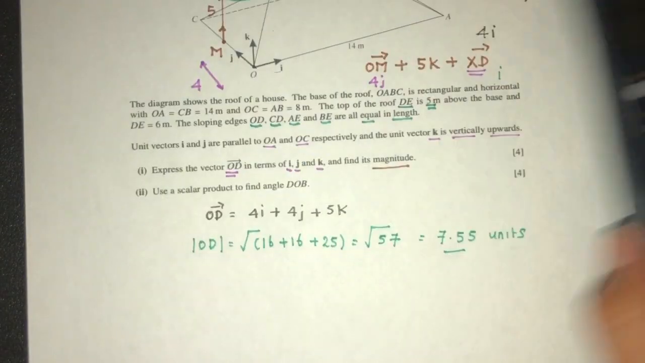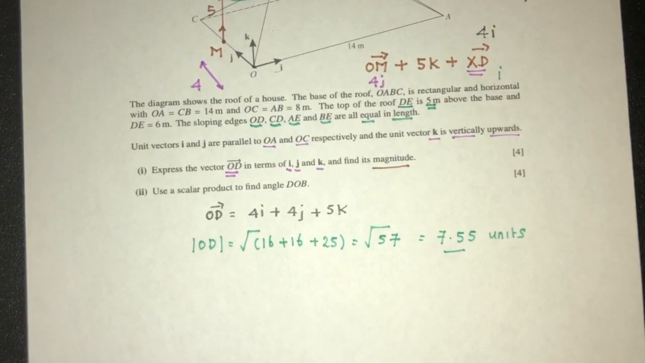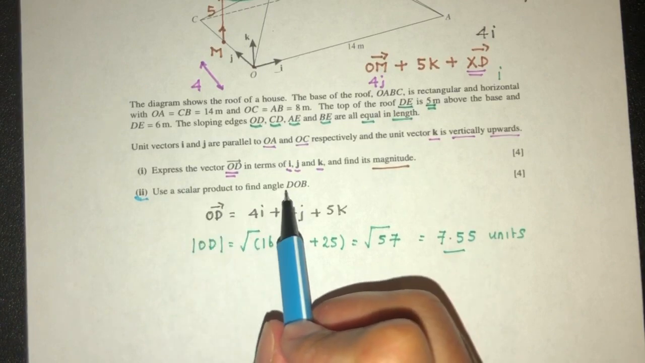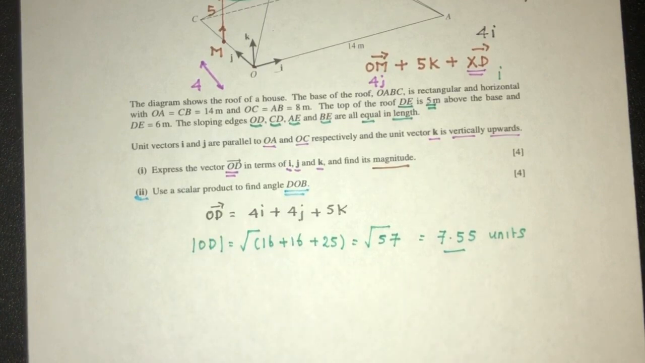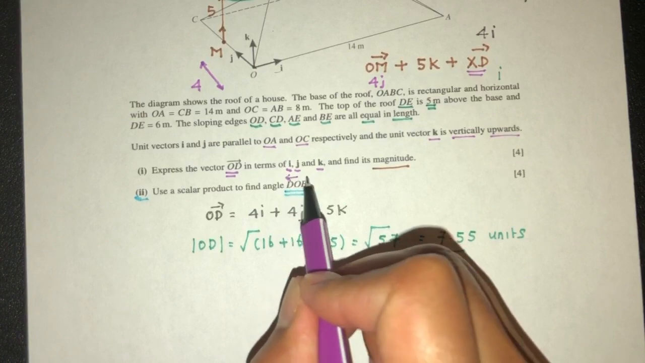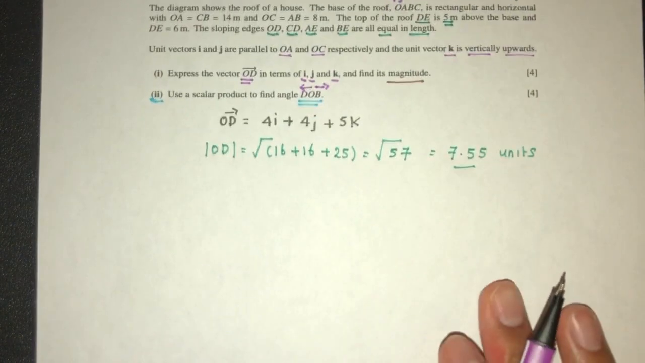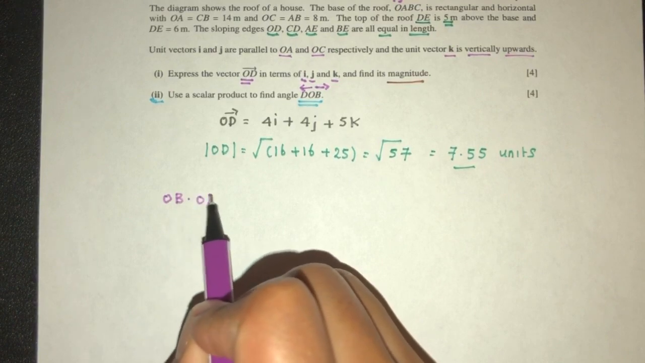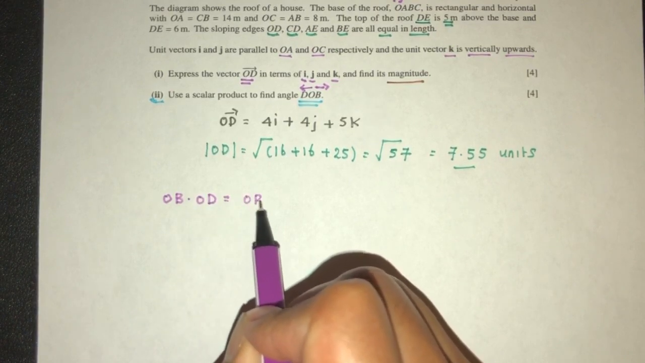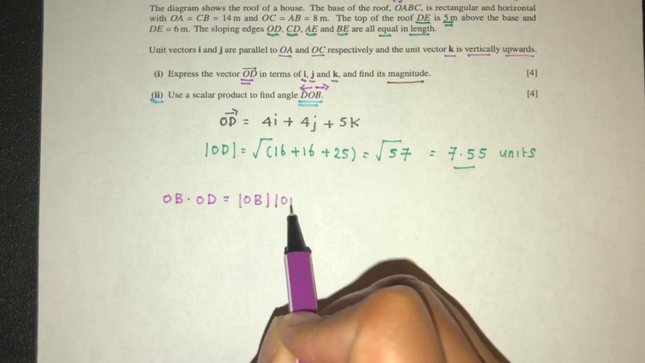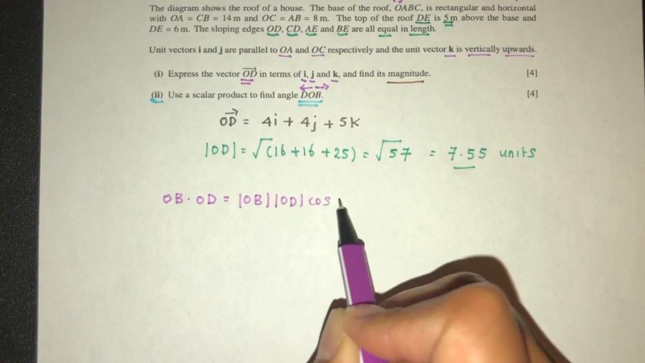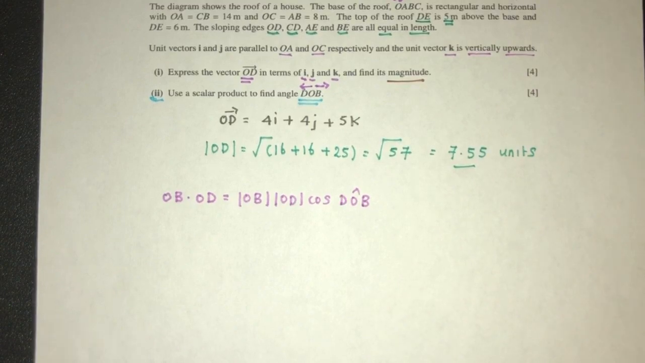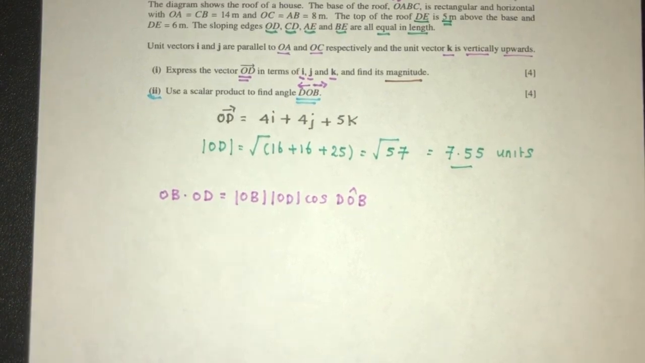Okay, now let's move on to the next question. Part 2, we have to use the scalar product to find the angle DOB. Now DOB, from O go to D, O go to B. So let's find the angle. It has to be OB dot product OD, equal to the magnitude of OB times OD times cos of the angle DOB. Okay, so let's first find those two vectors.